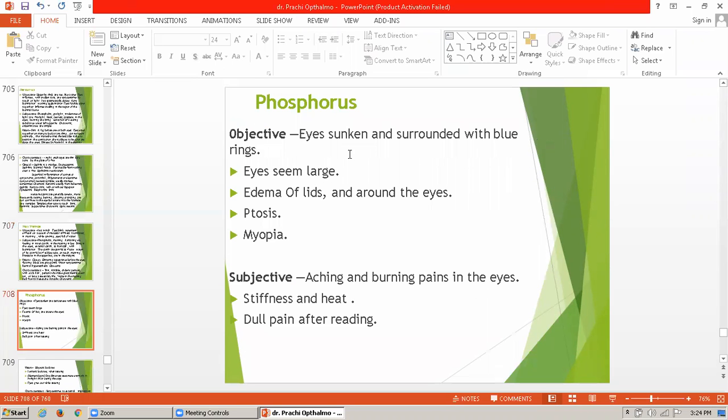Next is phosphorus. Objectively, the patient shows sunken eyes surrounded with a blue ring. Eyes seem too large. There is edema of the lid and around the eye, ptosis and myopia. Subjectively, there is an aching and burning pain in the eyes with stiffness and heat. There is a dull pain after reading.